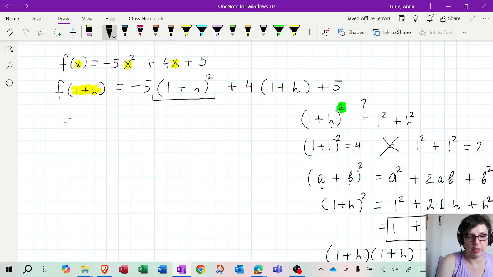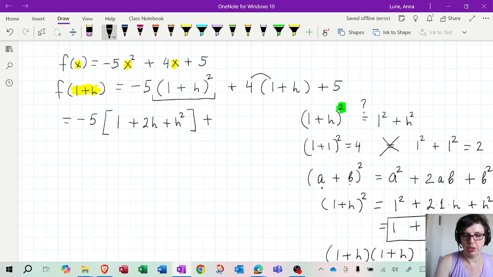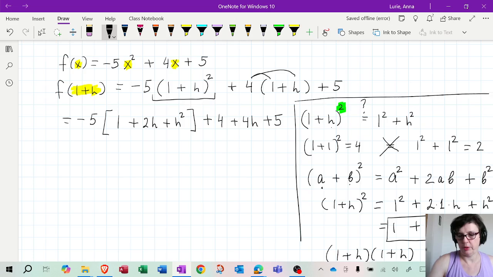So here we're going to get -5, and then instead of 1 plus h squared, I'm going to put 1 plus 2h plus h squared. Okay, then plus, now I'm going to distribute the 4 to each term. So 4 times 1 is 4, plus 4 times h is 4h, and then plus 5. Okay, let's separate this.